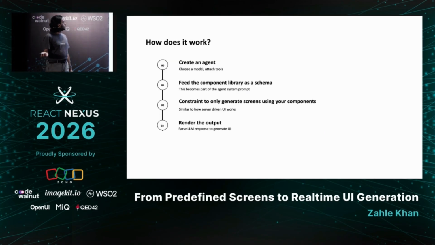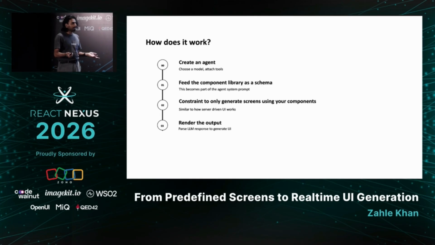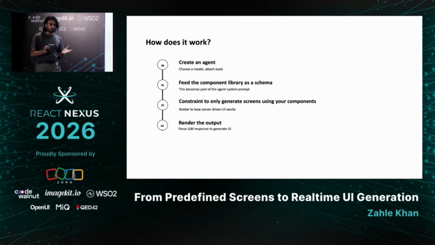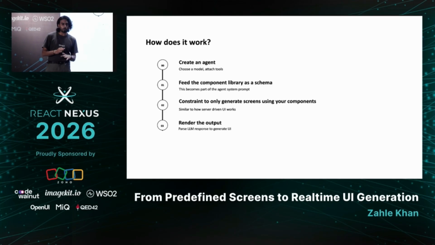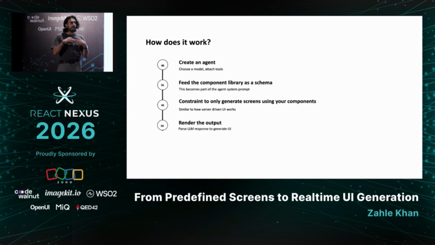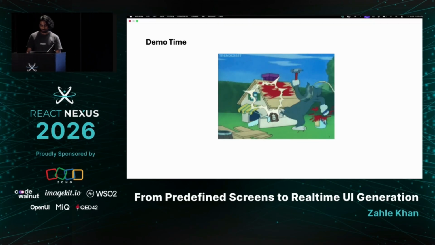So how does it work? Step one is to always create the agent. Then you feed your component library as a schema. Then you constrain the agent to respond only with UI using only your components. So it gives you back a response that you can render. You will have a renderer that parses the LLM response to generate the UI. Here, I'll show you a quick demo of what we have built.